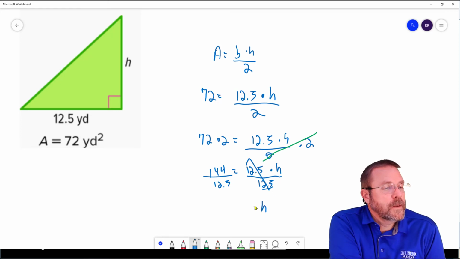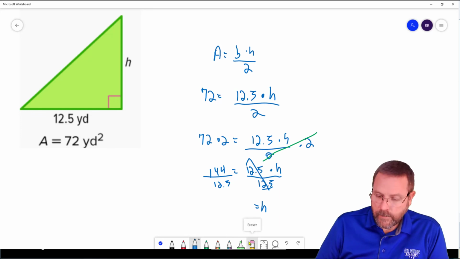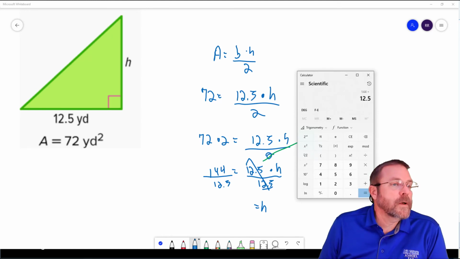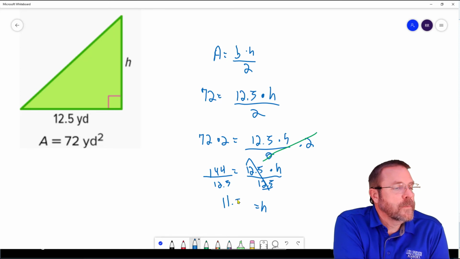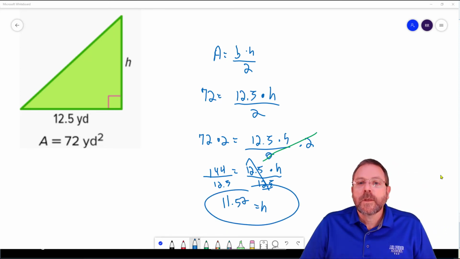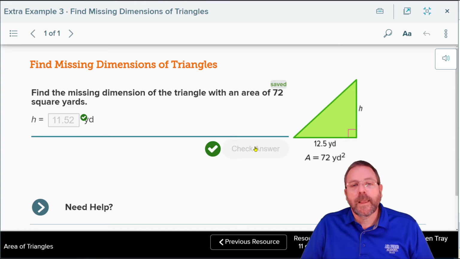1 times the height is the height, and then 144 divided by 12.5. Let's see here, 144 divided by 12.5. That's going to leave us with a final answer that the height is going to be 11.52, and that's going to be yards. Jump back over to our problem, type in our 11.52, check the answer, and it checks.